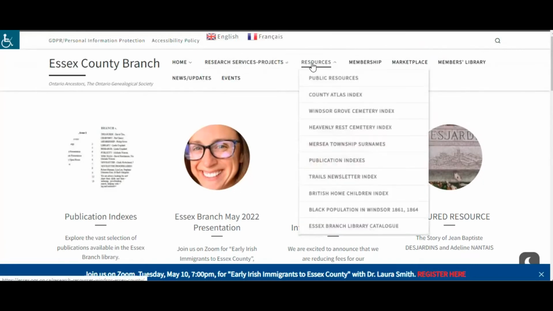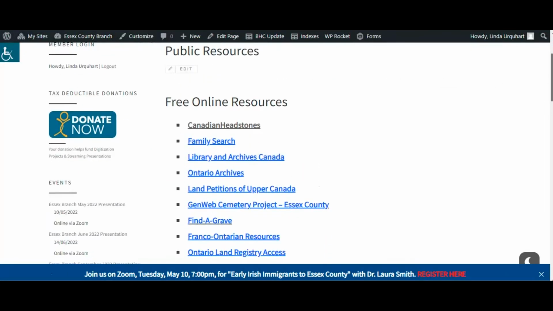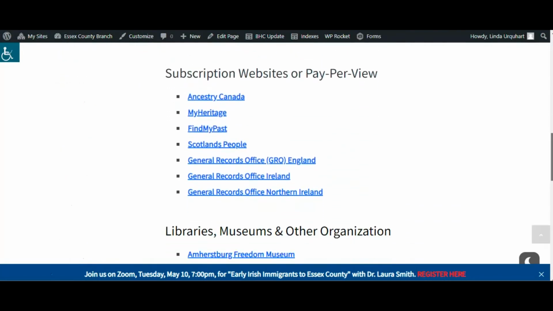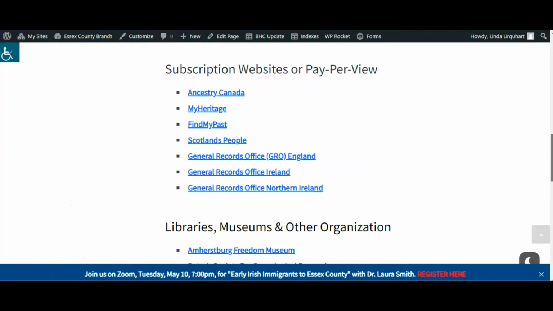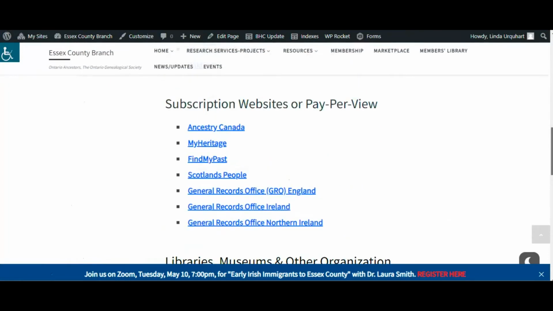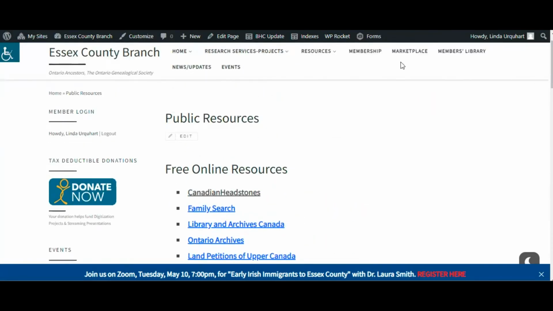So going back to the resources section, all of these are available to the public. Public resources will give you information about free online resources. It will give you information about subscription websites or pay-per-view websites, as well as libraries, museums, and other organizations. If you click on any of these links, it will take you directly to their website.